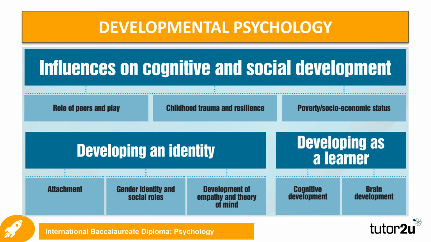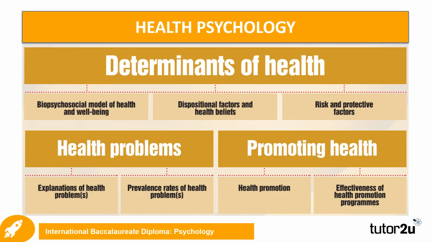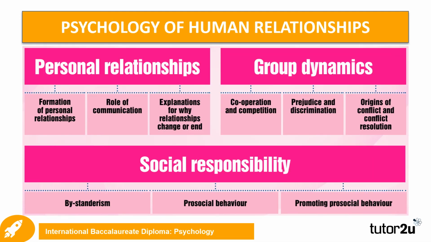Topics in the developmental psychology option include influences on cognitive and social development, developing an identity, and developing as a learner. Topics in the health psychology option include determinants of health, health problems, and promoting health. Finally, topics in the psychology of human relationships option include personal relationships, group dynamics, and social responsibility.